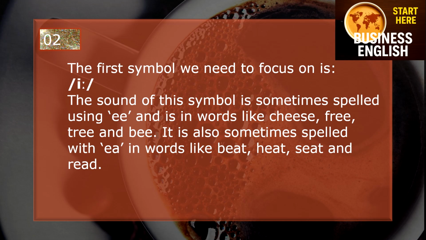So the first symbol we need to focus on is long E. The sound of this symbol is sometimes spelled using E and is in words like cheese, free, tree, and bee. It is also sometimes spelled with EA in words like beat, heat, seat, and read.